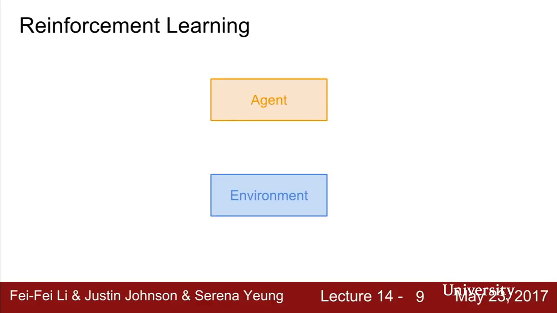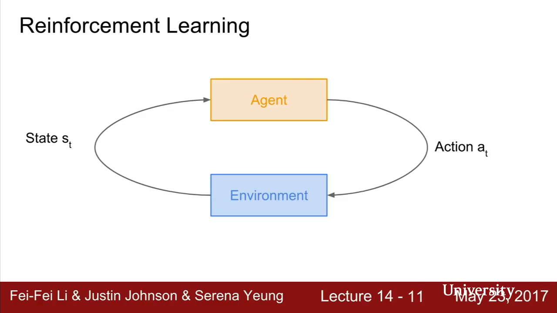So in the reinforcement learning setup, we have an agent and we have an environment. The environment gives the agent a state. In turn, the agent is going to take an action, and then the environment is going to give back a reward, as well as the next state. And this is going to keep going in this loop on and on until the environment gives back a terminal state, which then ends the episode.